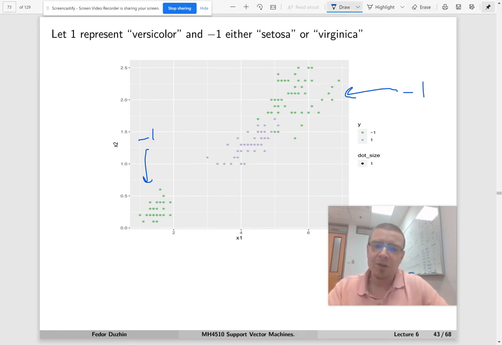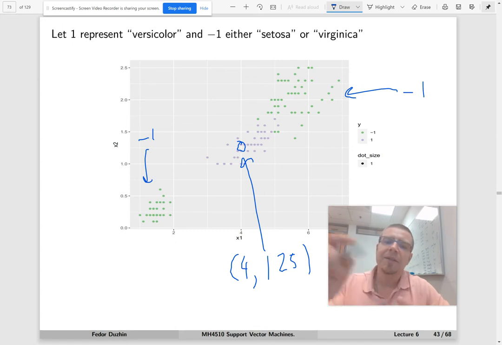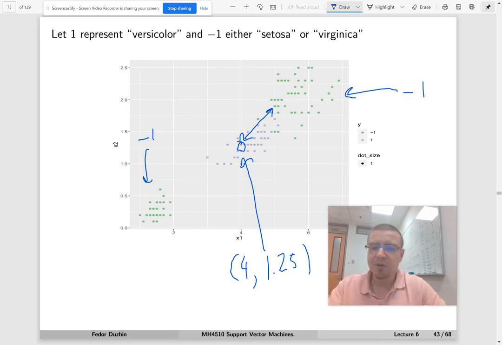So what we are going to do instead is introduce a third variable. The center of our data is somewhere here. So this is the point (4, 1.25). As the third variable, I'm going to introduce the distance from our observation, from our training data point, to this special point (4, 1.25). Then basically I am going to be able to separate the classes by making leverage of this third variable.